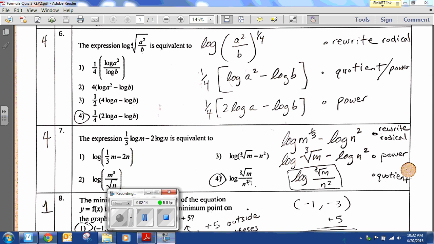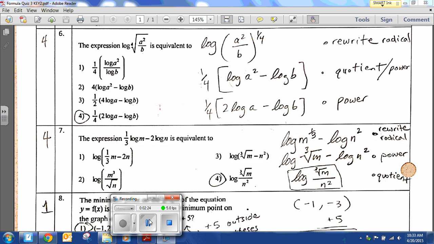Number 6, here we are expanding the logarithm. First thing I do is I rewrite the radical. Instead of 4th root, I'm using the 1/4 power. Now when we apply the power rule, we bring down the 1/4 power as a coefficient. I use parentheses, or these brackets, because all of this is in parentheses to the 1/4 power. Then I use the quotient property to change the division to subtraction. And finally, I use the power property again to bring down the second power as a coefficient of log A.